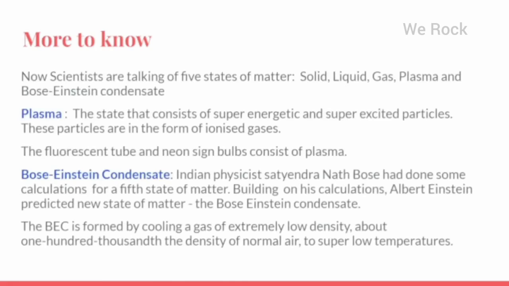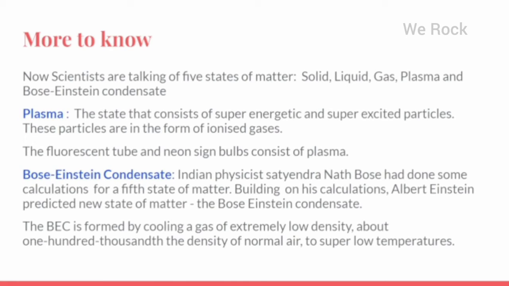More to know. Now, scientists are talking of 5 states of matter: solid, liquid, gas, plasma, and Bose-Einstein condensate. Plasma. This state consists of super-energetic and super-excited particles. These particles are in the form of ionized gases. The fluorescent tube and neon sign bulbs consist of plasma.